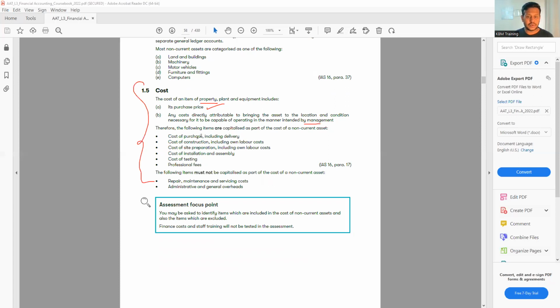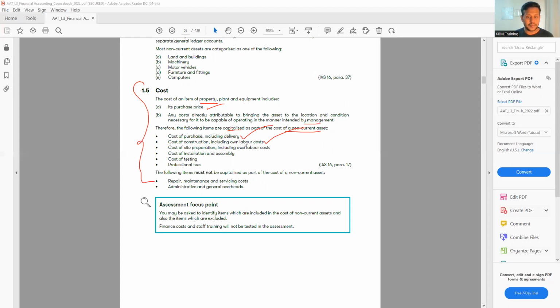Now, what sort of cost can be capitalized? You can see here the list. So cost of the purchase, including the delivery. So how much I paid for the non-current asset and how much is the delivery cost. Both can be added as a part of the cost. Cost of construction, including own labor. So if I need to do any labor work to make the asset ready to use, that can be added as a part of the cost.